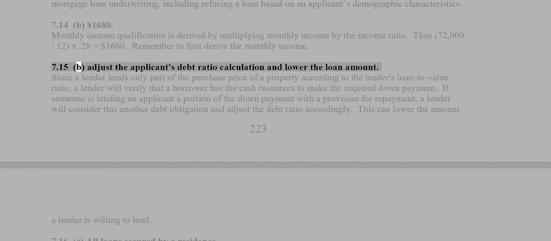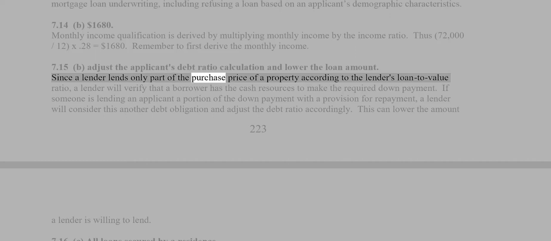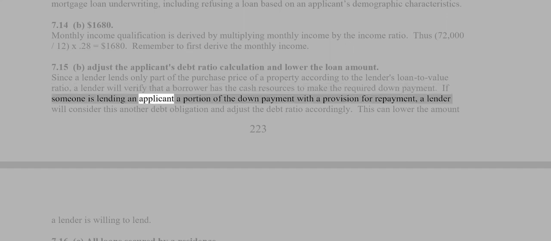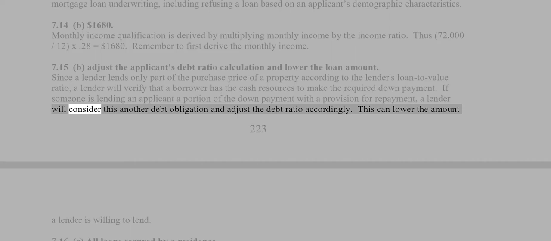7.15 B. Adjust the applicant's debt ratio calculation and lower the loan amount. Since a lender lends only part of the purchase price of a property according to the lender's loan-to-value ratio, a lender will verify that a borrower has the cash resources to make the required down payment. If someone is lending an applicant a portion of the down payment with a provision for repayment, a lender will consider this another debt obligation and adjust the debt ratio accordingly. This can lower the amount a lender is willing to lend.